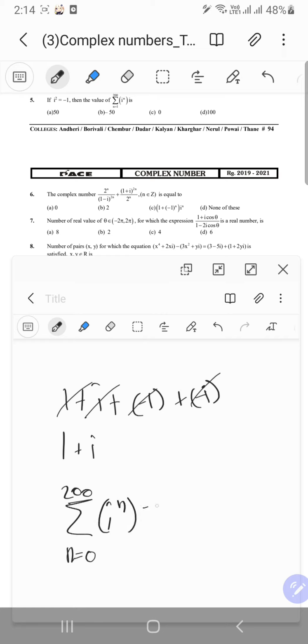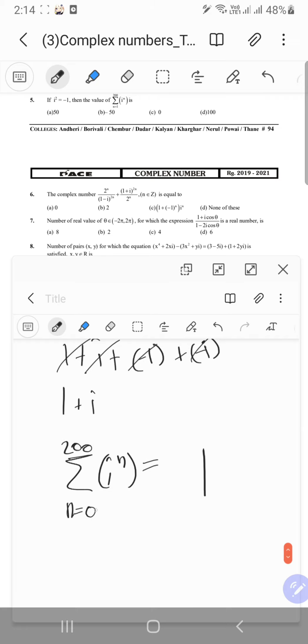Iota power n, well, that would be 1 plus iota plus all that stuff, right? But now you got 201 terms, so the last term won't get cancelled. And what's the last one going to be? It's going to be iota power 200, which is like negative 1 power 100, so it's going to be 1 in that case. Okay, not bad. So this would be 1, but then this n equals 0 term is actually not there, so it's just going to be 0.